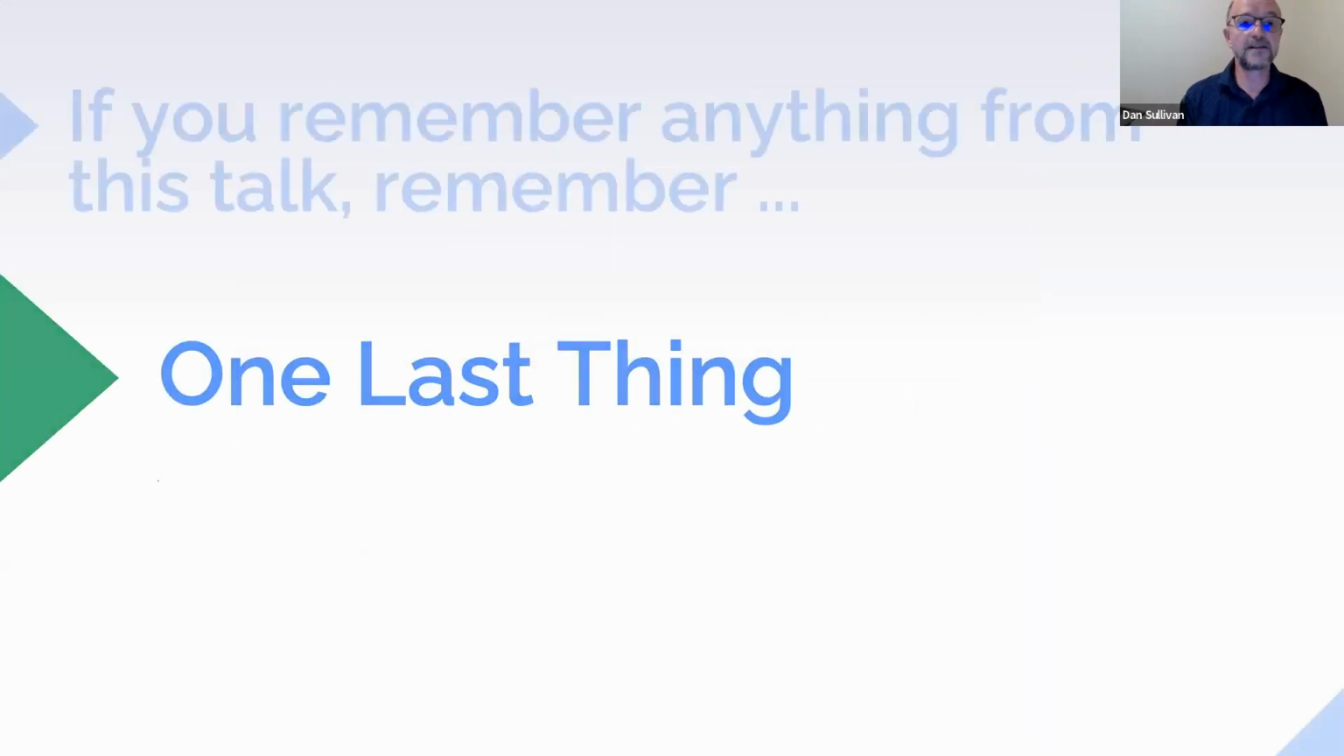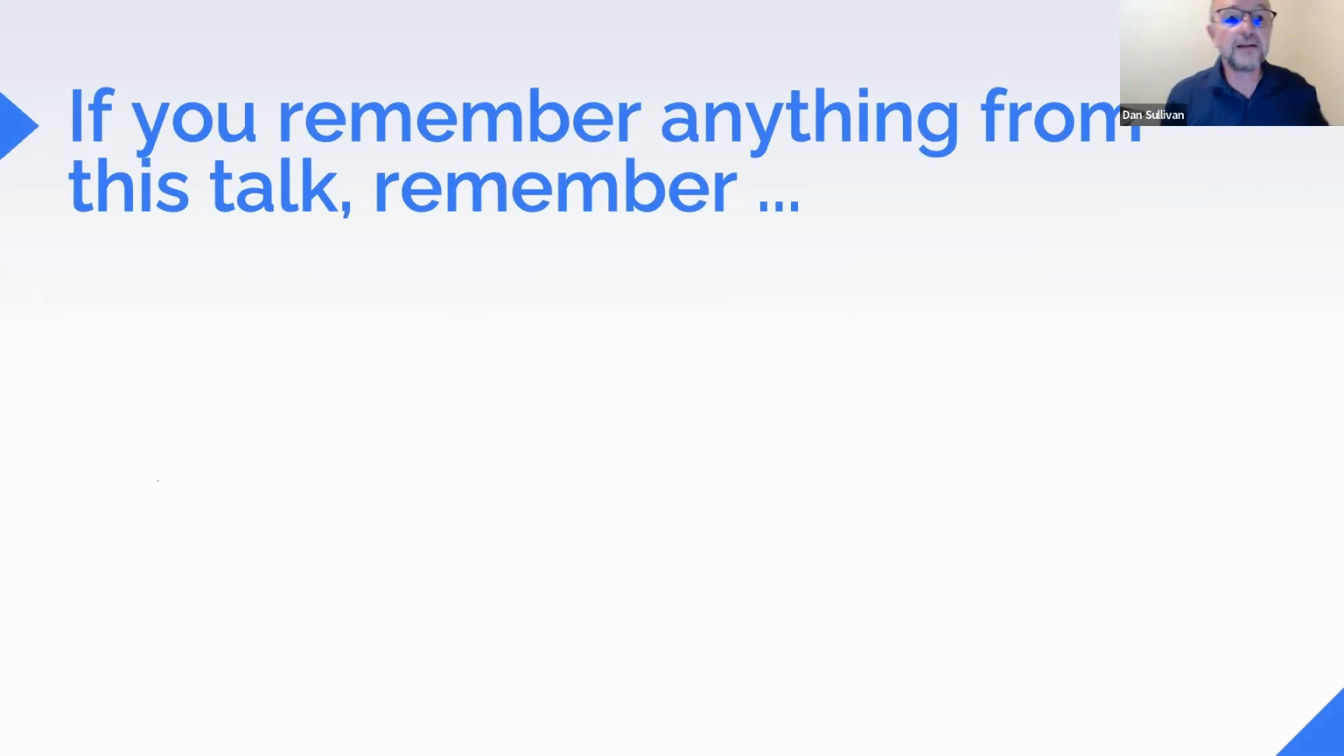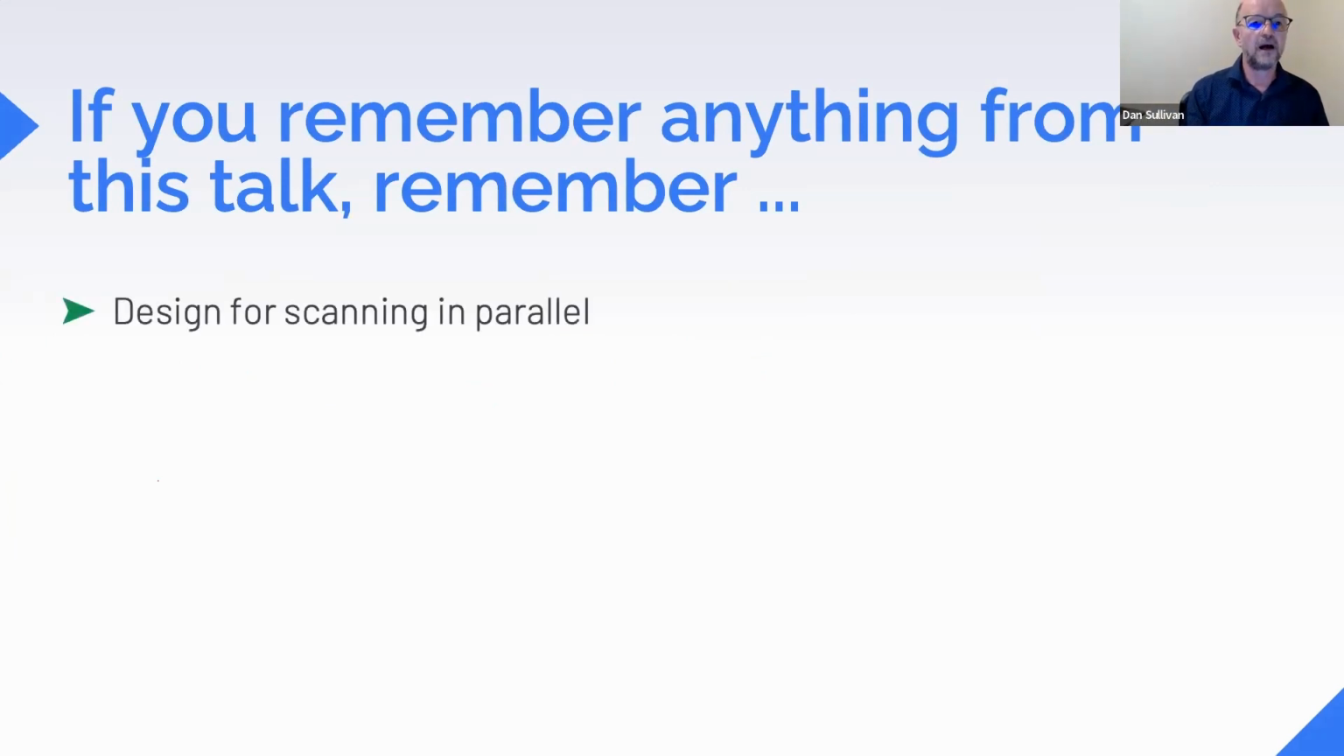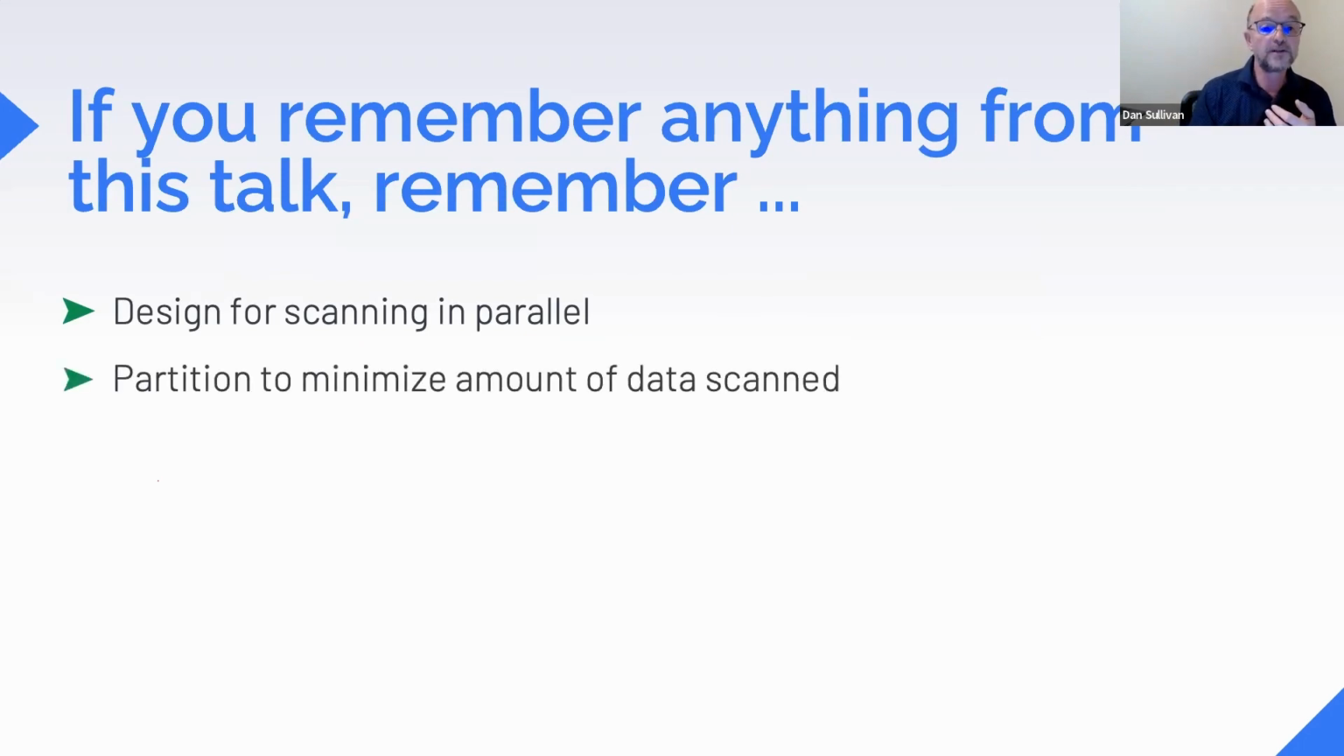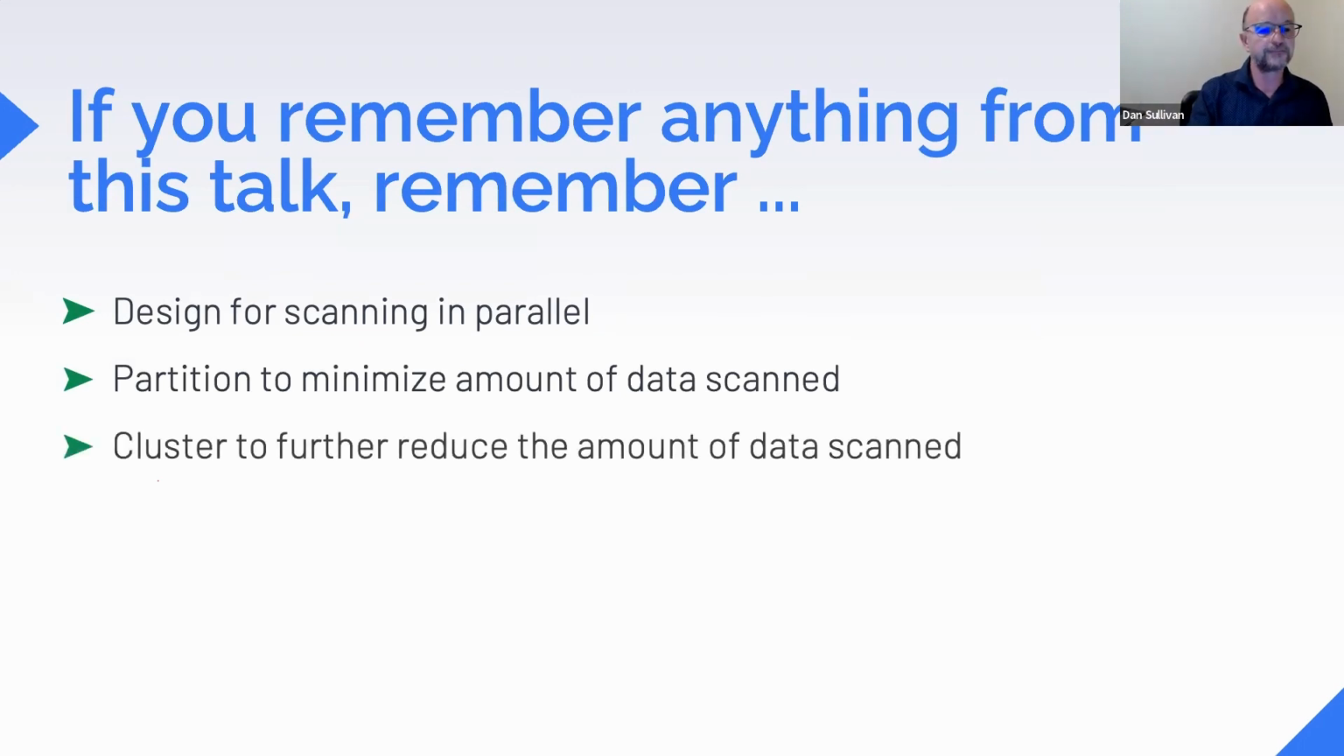So just one last thing, to summarize the key takeaways from this talk: when we work with BigQuery, we are scanning in parallel, and it's a distributed system. So we want to design for scanning in parallel. I say this especially for people who are like me, who came to BigQuery after working for many years in relational databases. We want to partition to minimize the amount of data that gets scanned in large tables. And if you can, use clustering to further reduce the amount of data that's scanned.